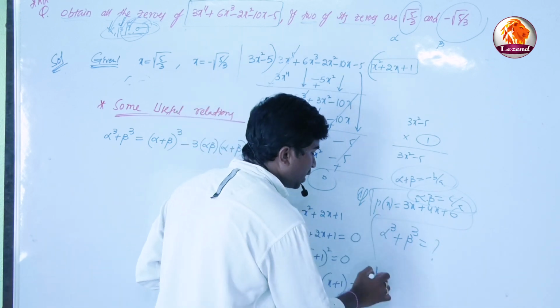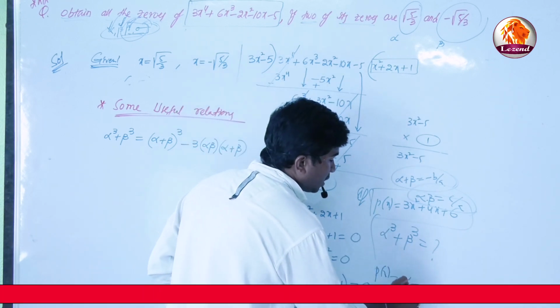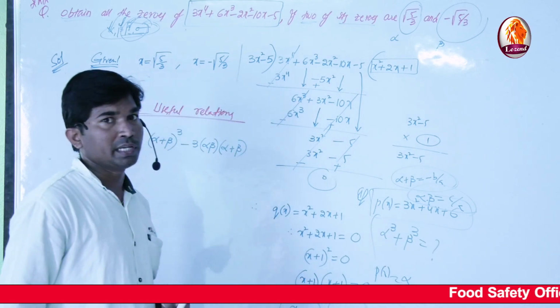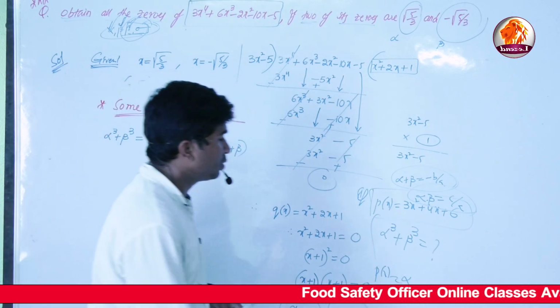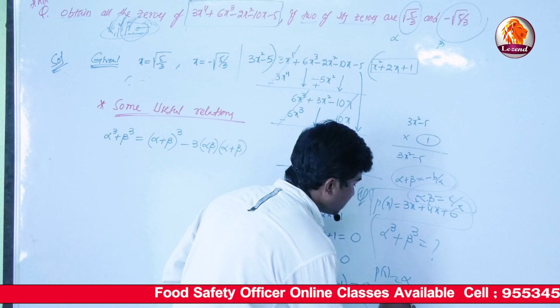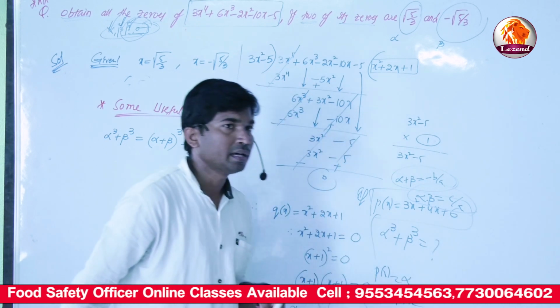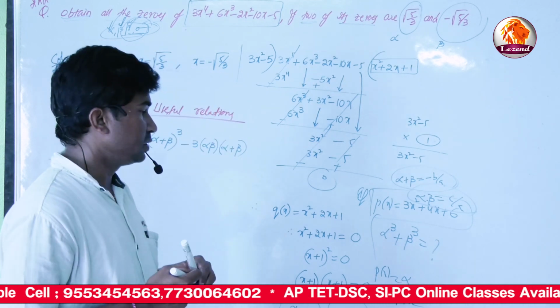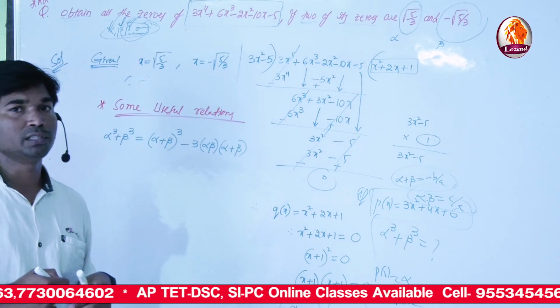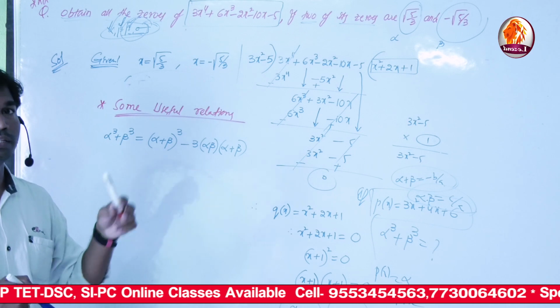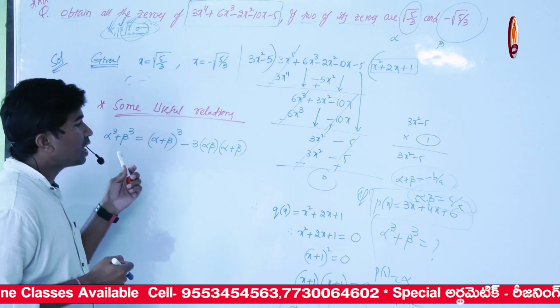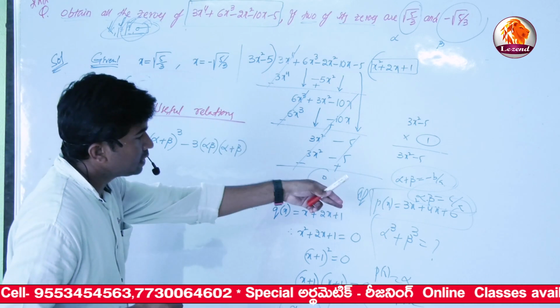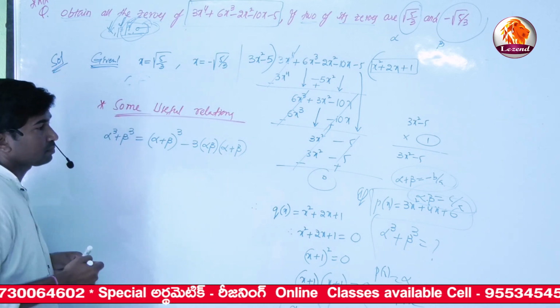For example, if the cubic polynomial p of x is equal to ax cube plus bx square plus cx plus d, in this case we know that alpha plus beta plus gamma is equal to minus b by a, alpha beta plus beta gamma plus gamma alpha is equal to c by a, and the last one, alpha into beta into gamma is equal to minus d by a. But we don't know alpha cube, beta cube. So in this case we can apply these formulas.